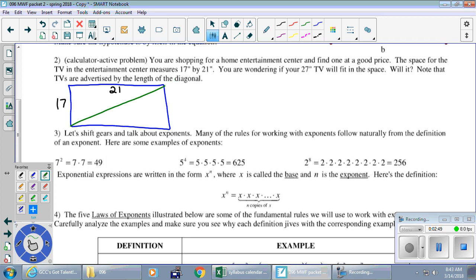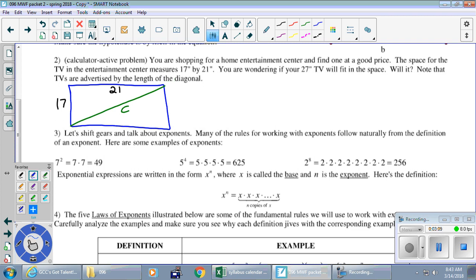We are going to use this most famous theorem to find out how long the green thing is. And then we're going to compare that green length to the 27 inches that we're trying to squeeze into that space. So let's give it a shot. What's a good letter for green, A, B, or C? For sure, that is C. That is the hypotenuse, the one opposite the 90-degree angle.